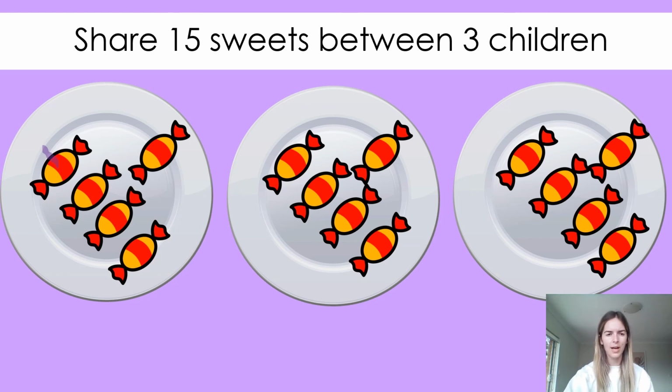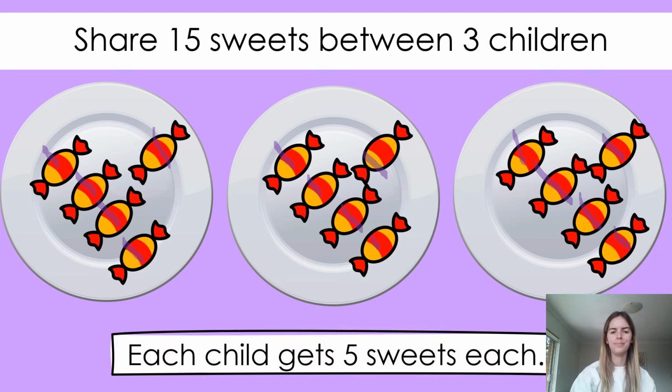Let's have a look. 1, 2, 3, 4, 5. So we have 5 there. 1, 2, 3, 4, 5. We have 5 there. And 1, 2, 3, 4, 5. And then we have our last 5 there. So each child gets 5 sweets each.